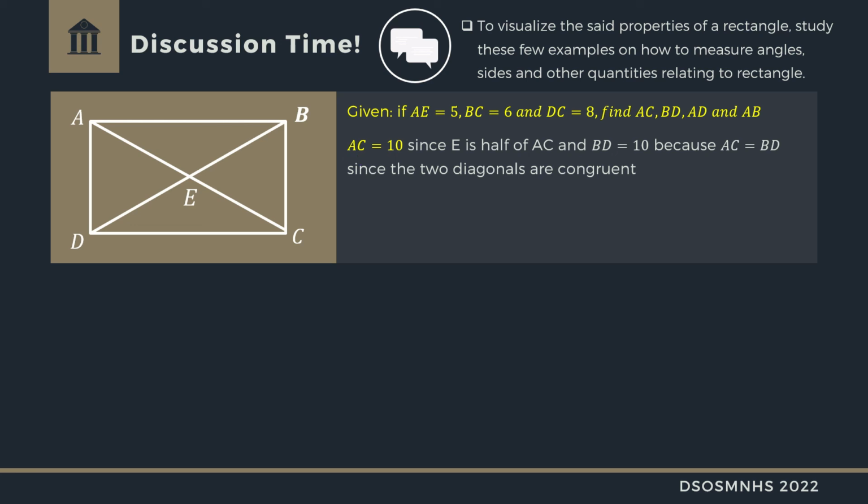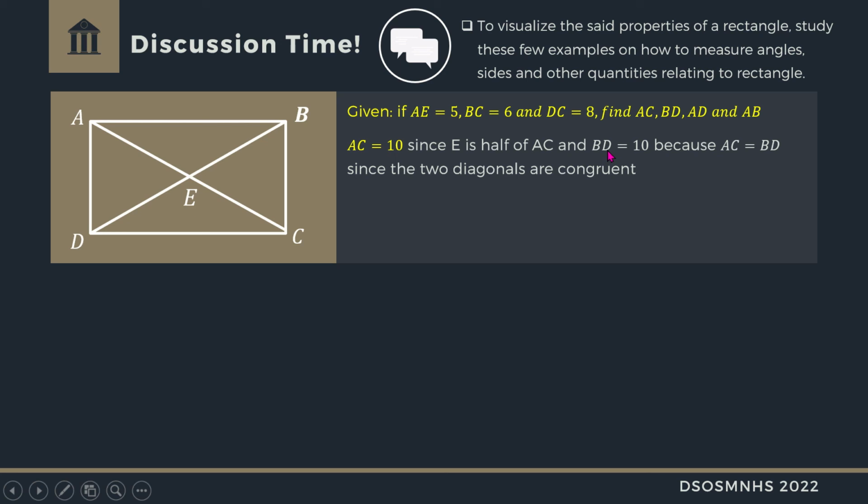Why is it 10? Since E is half of AC. Point E is the middle of segment or diagonal AC, so it is the midpoint. Therefore, segments AE and CE are equal. Therefore, the diagonal AC is 10. AE is 5, so CE is also 5. So 5 plus 5 is 10.